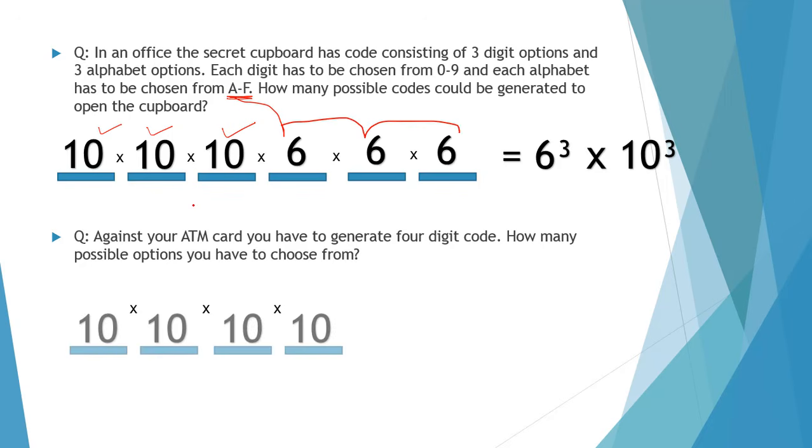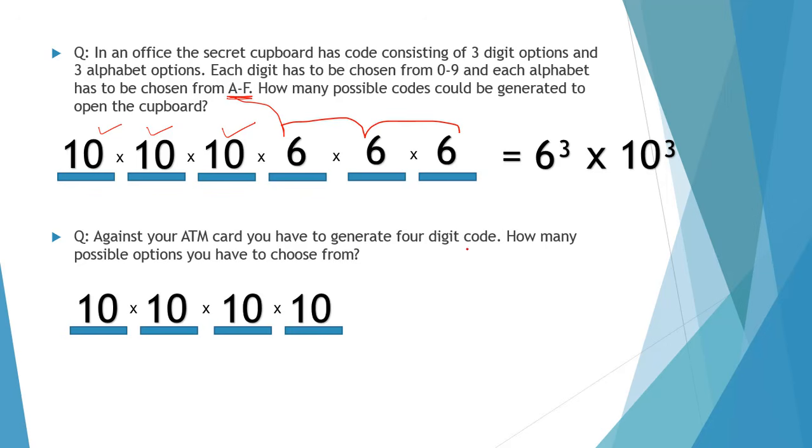Against your ATM card, you have to generate a 4-digit code. How many possible options do you have to choose from? For every place, we have 10 options, 0 to 9. And applying the multiplication principle, 10 raised to the power 4.